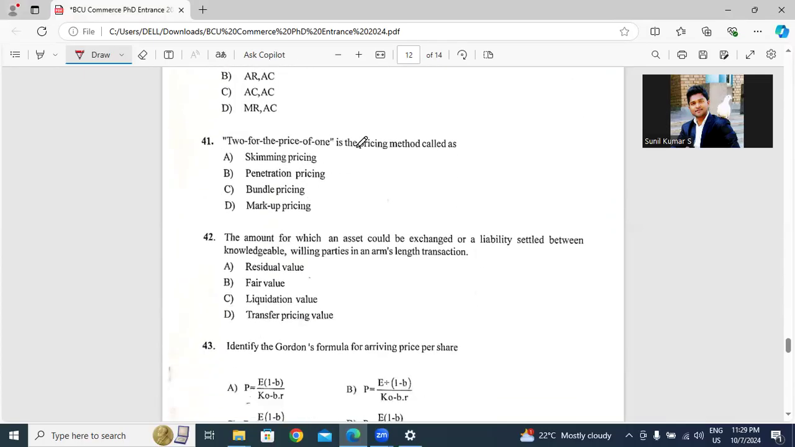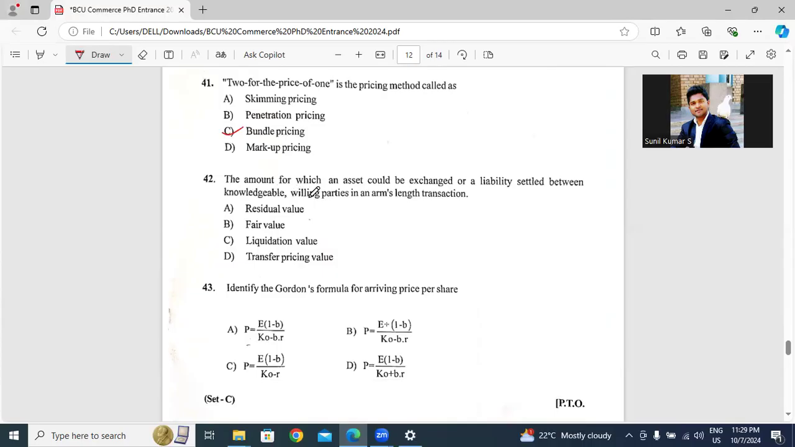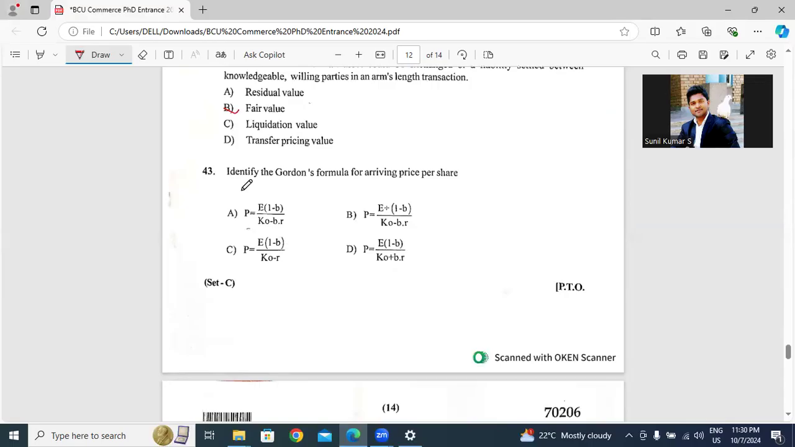2 for the price of 1 is the pricing method called bundle pricing. The amount for which an asset could be exchanged or liabilities settled between knowledgeable willing parties in an arm's length transaction. The answer is fair value. Next one. Identify the Gordon's formula for arriving the price per share. The answer is A. P equals E of 1 minus b divided by k minus b into r.